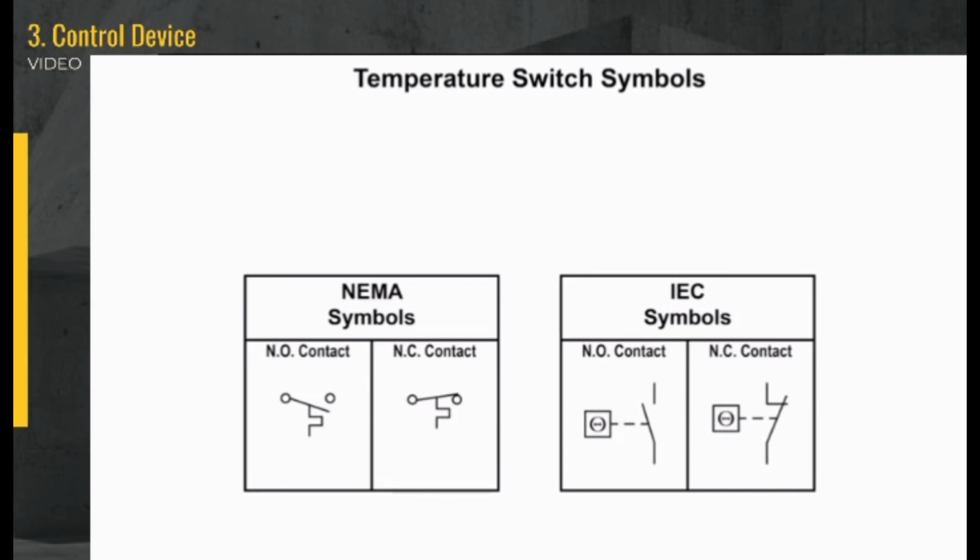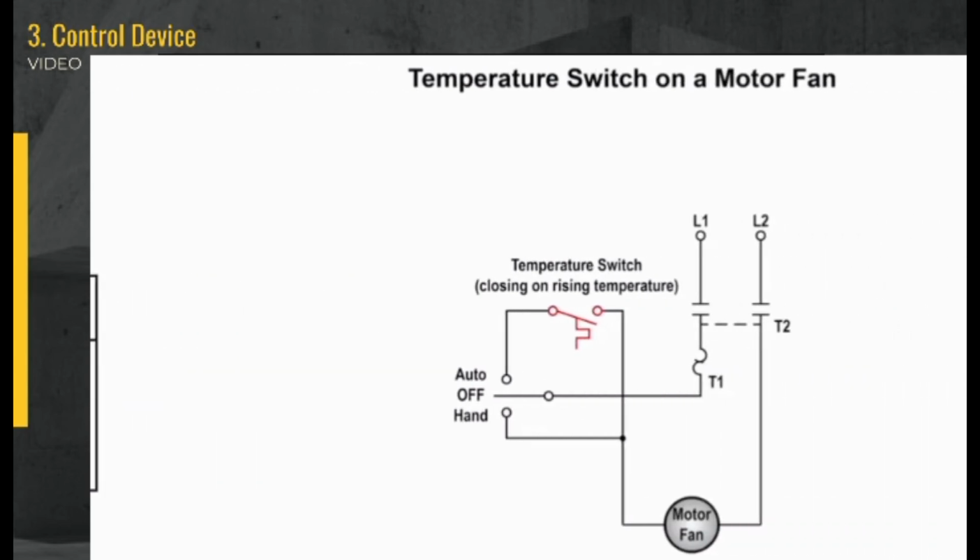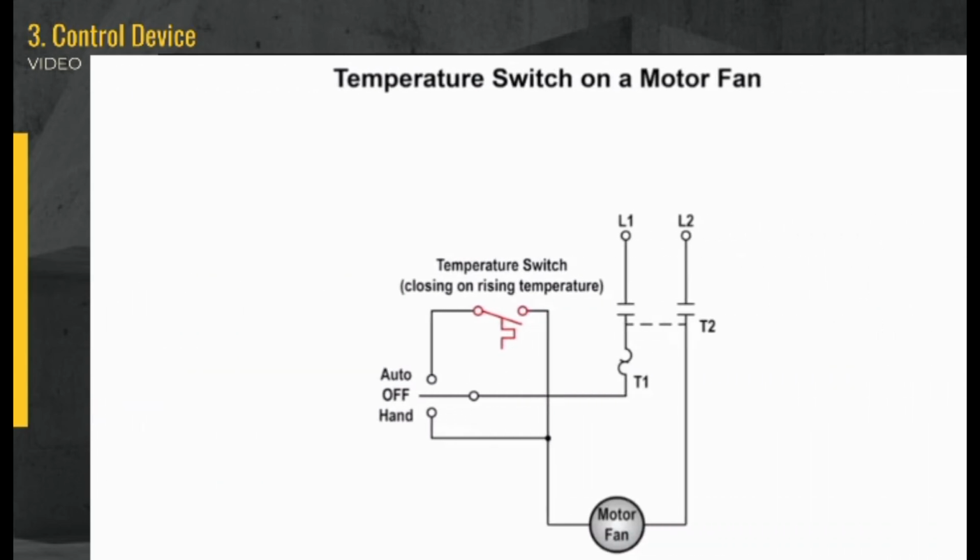In the example provided, when the selector switch is positioned in the auto position, the temperature switch will open and close accordingly to the predetermined set temperature. When the temperature rises above the set value, it will close and turn the motor on. When the temperature drops below the preset value, it will open the contacts and de-energize the motor.